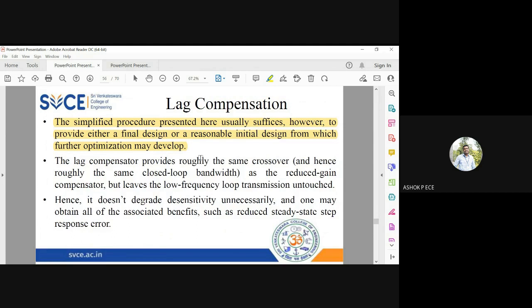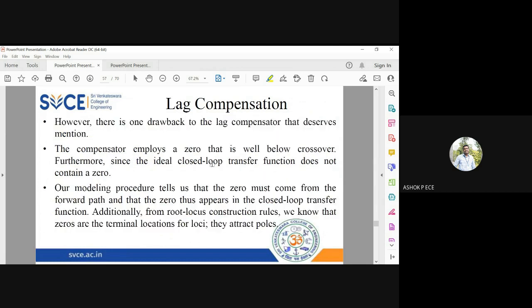So a lag compensator roughly provides the same crossover, but the only thing is the gain is reduced so that the stability is going to increase. It does not decrease the desensitivity, and it gives you reduced steady state error response. So the response will improve as you add a capacitor to your network. One drawback is it employs a zero. So the zero is below crossover, the pole is above crossover. So having the zero below the crossover is not going to do us any benefit.